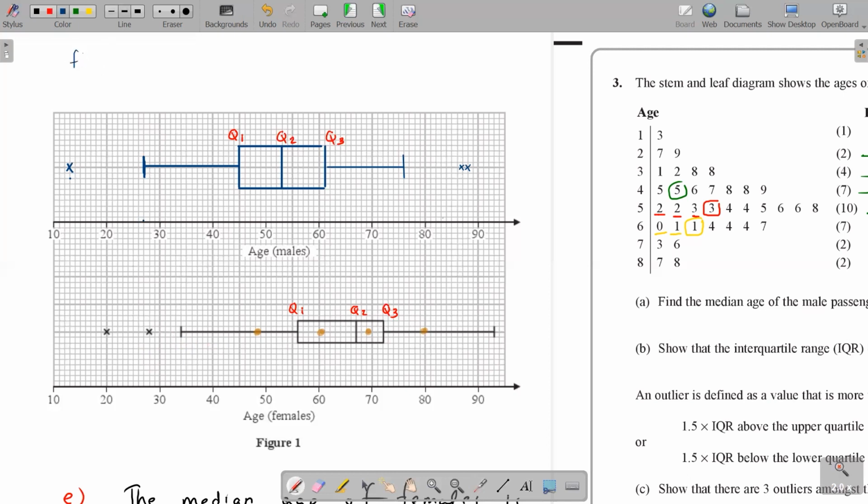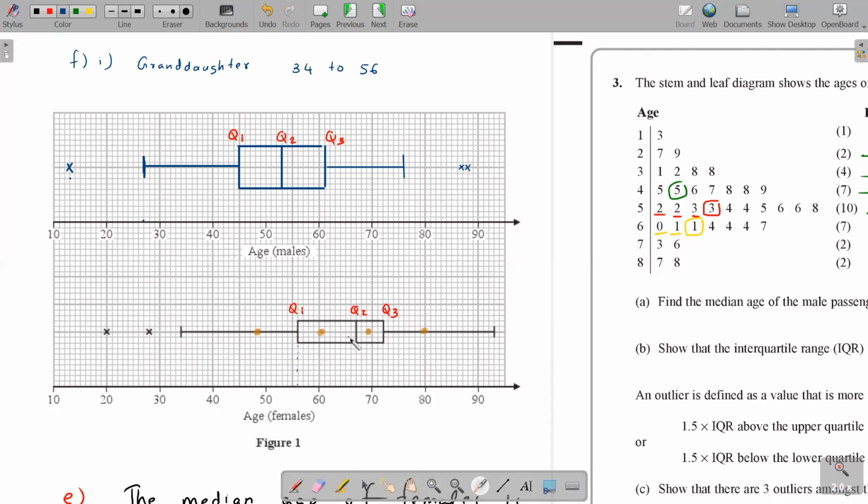So in part F, Roman numeral 1, we realize the granddaughter's age is in the range between what? 34 to 51. It's between 34 and 51. Sorry, not 51, 56. Sorry, 56, because the Q1 ends at 56. So the granddaughter's age can be anywhere inside this gap.